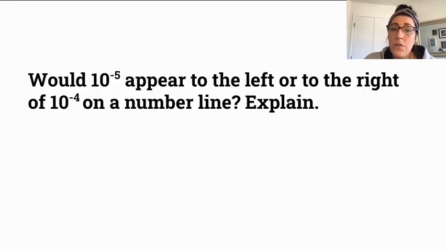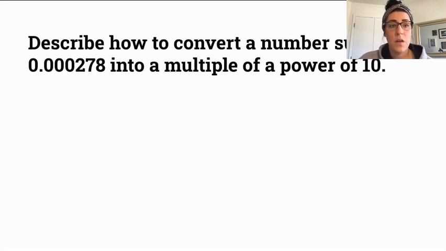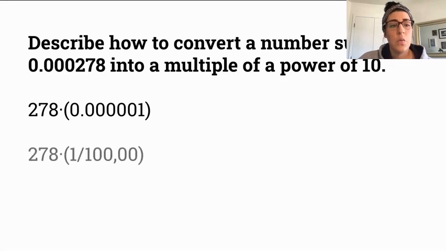Would 10 to the negative 5th appear to the left or to the right of 10 to the negative 4th on a number line? 10 to the negative 5th is smaller than 10 to the negative 4th, right? Think about how many times you're multiplying by a tenth. So it would be to the left. Describe how to convert a number, such as the following, into a multiple of a power of 10. So we could think about 278 times the following decimal. We can also think about it as 278 times the following fraction. We can also think of it as 278 times a power of 10, so 10 to the negative 6, right?